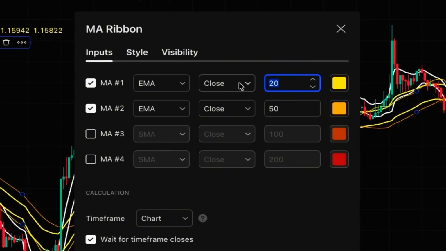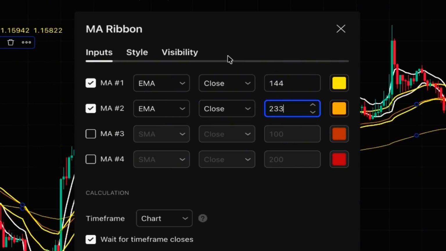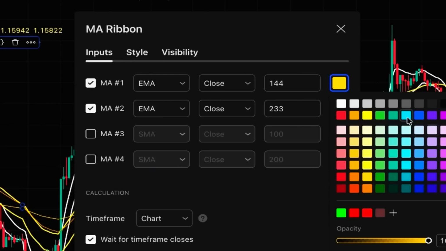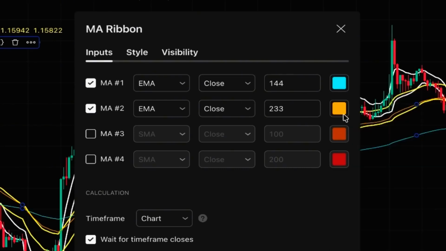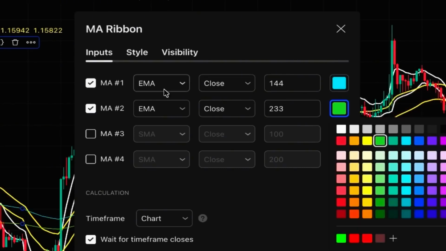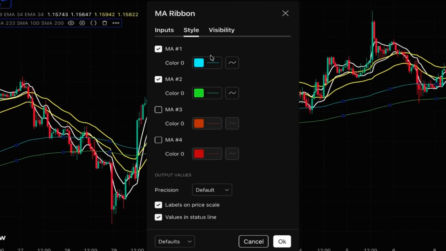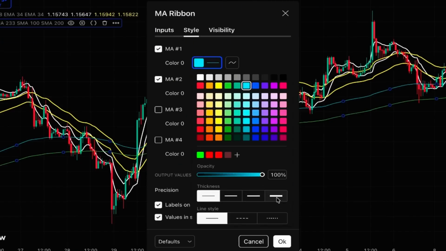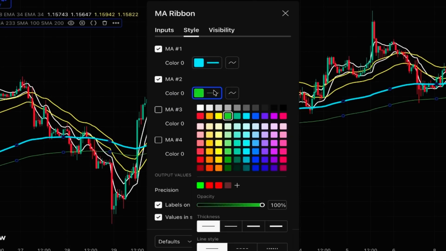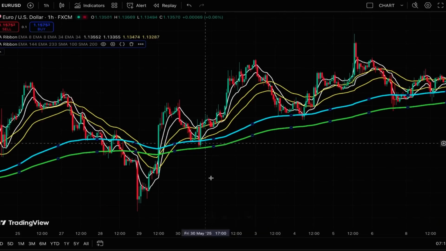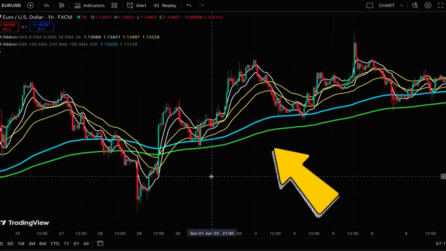For the first moving average, we set the length at 144. And for the second moving average, we set the length at 233. And source of calculation for them is close. And then for the first moving average, we set the color to blue. And for the second moving average, we set the color to green. And finally, we go to the Style tab and we increase the thickness of the moving average lines so they will be better visible on our price chart. Alright, we're done with the settings of our moving averages.